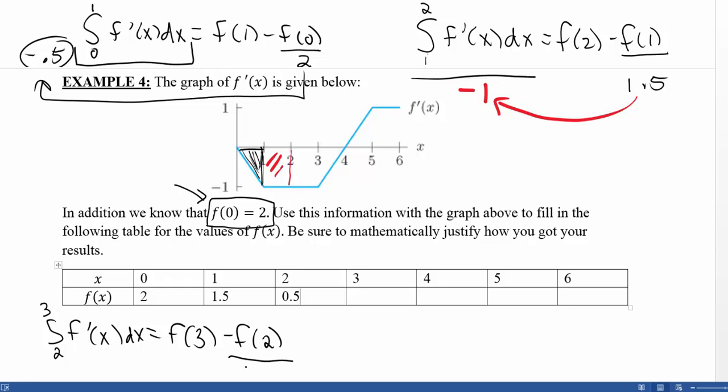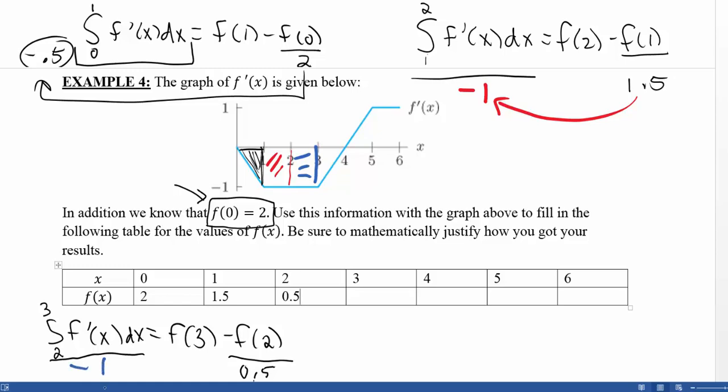We know the value of f of 2 because we just computed that. So now we just need to find the area under the curve from 2 to 3. From 2 to 3, the area under the curve is again a rectangle. It's going to have a width of 1 and a height of -1. So that area, again, is -1.